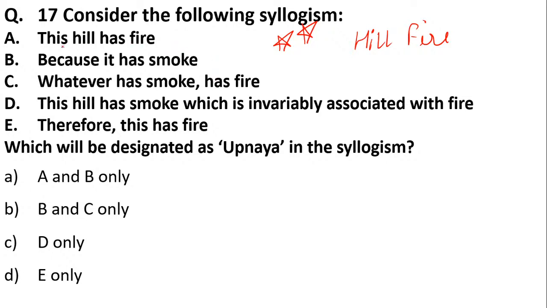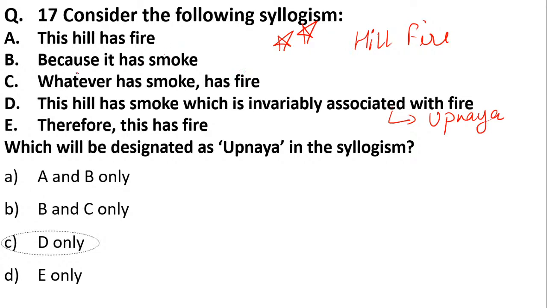Consider the following syllogism. This hill has fire because it has smoke. Whatever has smoke has fire. This hill has smoke which is invariably associated with fire. Therefore, this hill has fire. So here, this is the line that is denoting Upanaya. Upanaya means application, and this final result, therefore this hill has fire, is Nigamana.